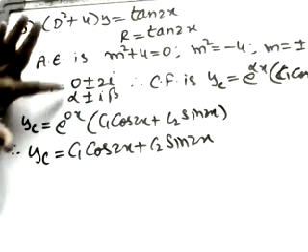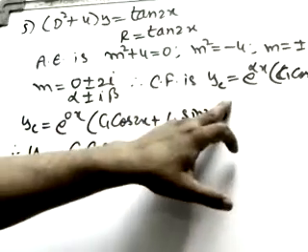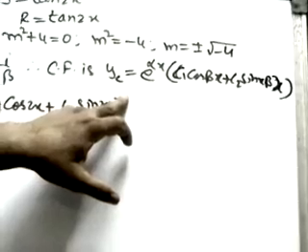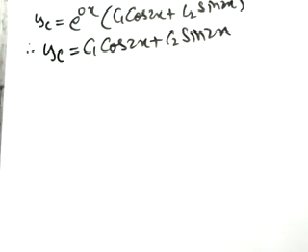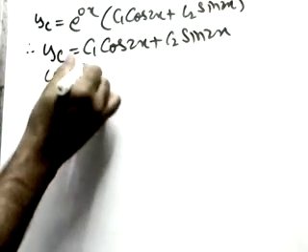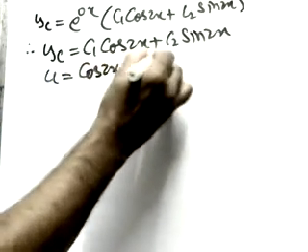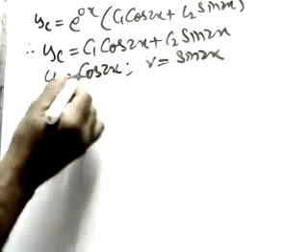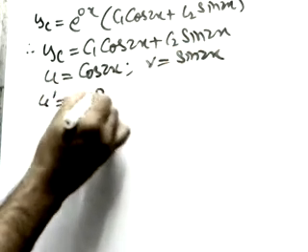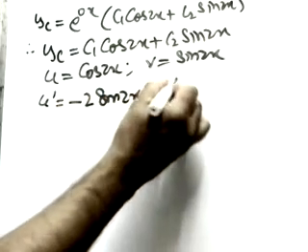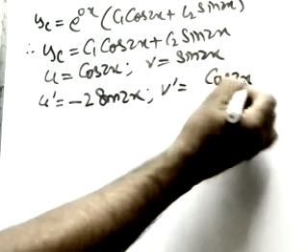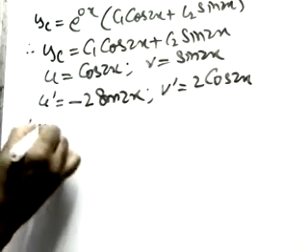Consider this as 0 plus or minus i beta, so alpha is 0 and beta is 2. For the complementary function, we write yc equals e power alpha x into c1 cos beta x plus c2 sin beta x. If you substitute, you get this one. Okay, from here I am continuing. Whatever is with c1, suppose this as u. So u is cos 2x and v equals sin 2x. Now differentiate: u dash, d by dx of cos 2x is minus 2 sin 2x. In the same way, v dash, d by dx of sin 2x is 2 cos 2x.